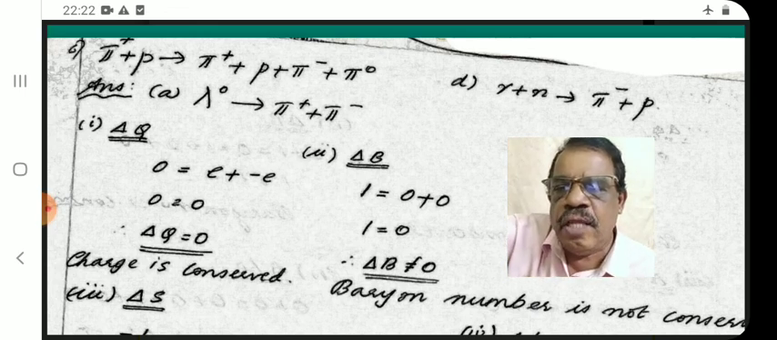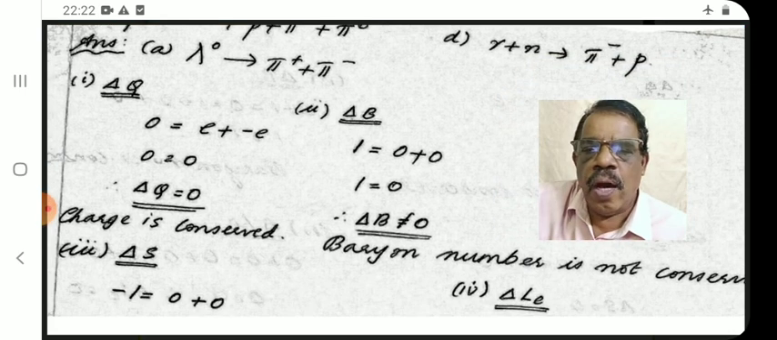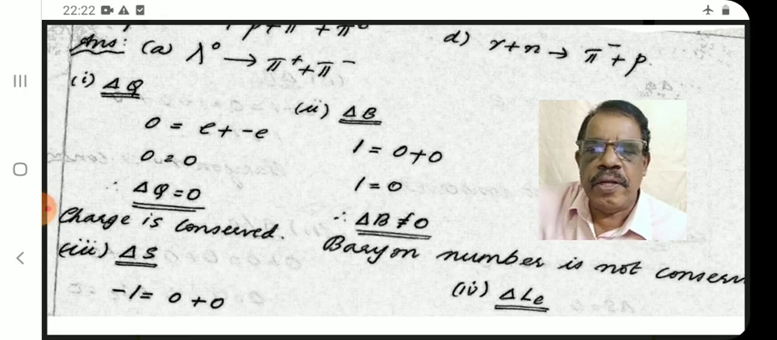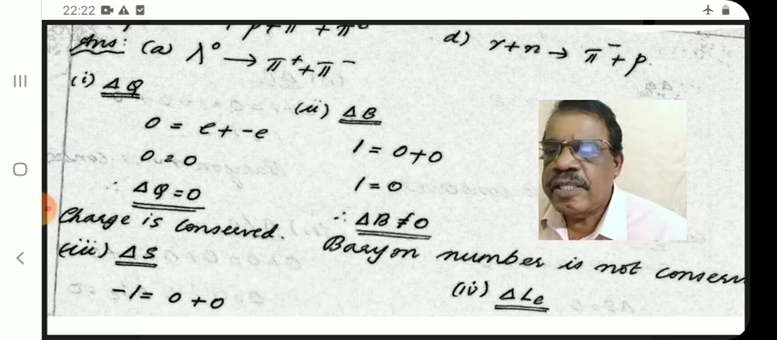Delta B. Lambda 0 is a baryon. A hyperon is a baryon. So 1 is 0 plus 0. That is, 1 is equal to 0. Delta B is not 0. It is violated. Baryon number is not conserved. It is violated.